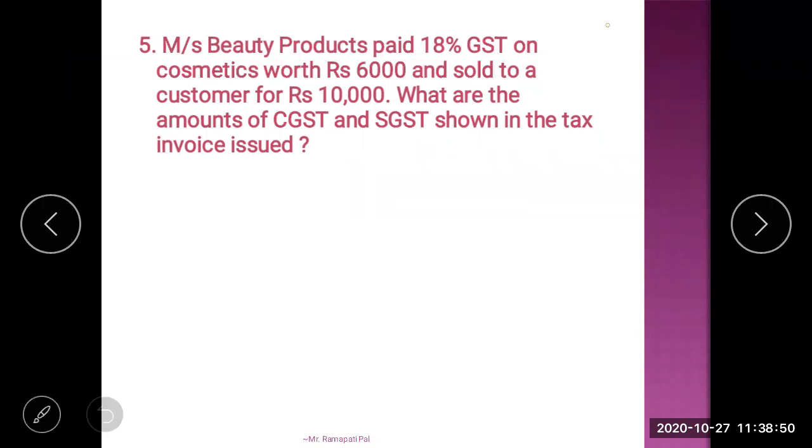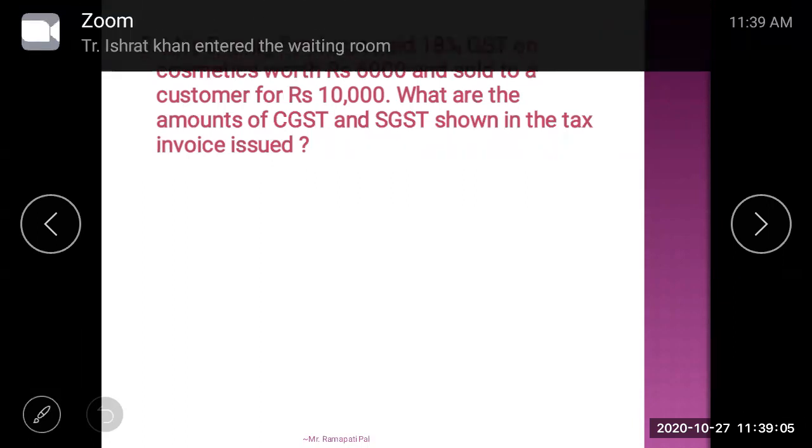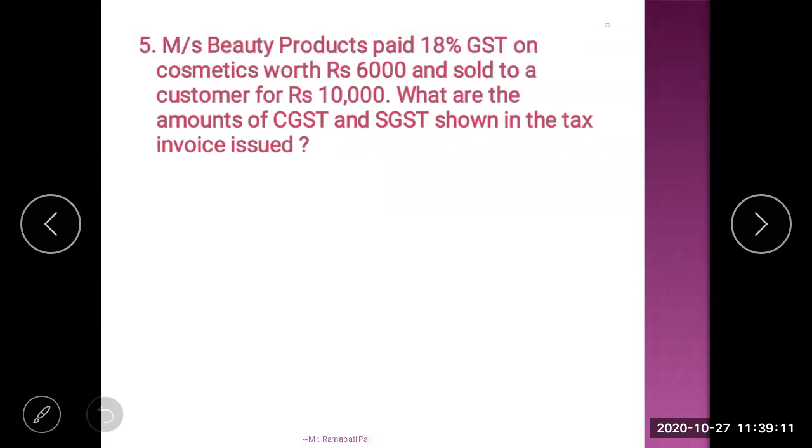Miss Beauty Products paid 18% of GST on cosmetic worth rupees 6,000 and sold to a customer for rupees 10,000. What are the amount of CGST and SGST shown in the tax invoice issued? Very good. Now tell me what is the input tax here. So here is the output tax. So for output tax, we have to take GST, that is 18% of 10,000, for getting the output tax. Very good.